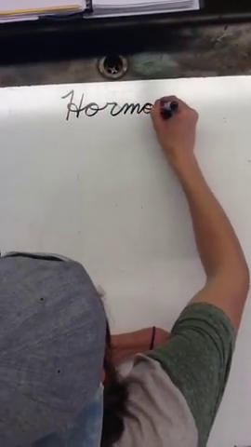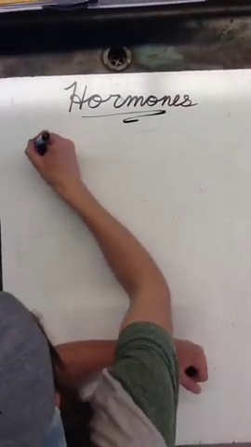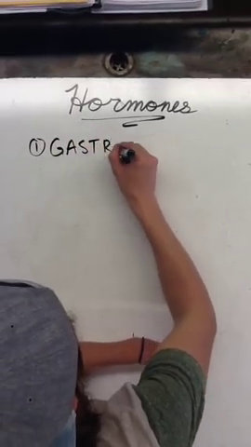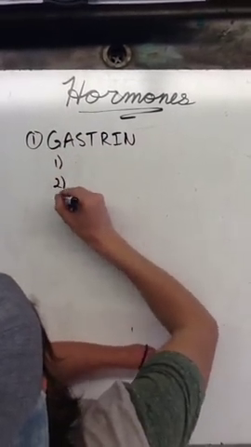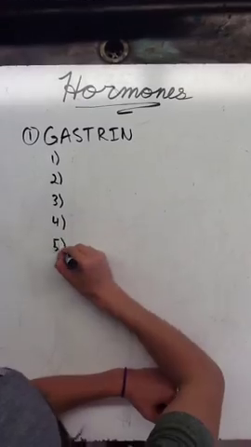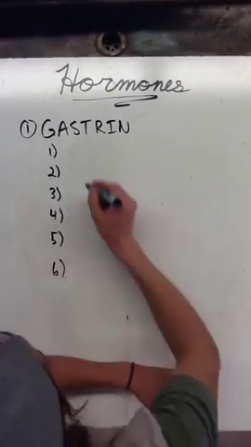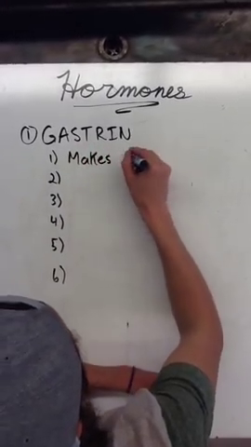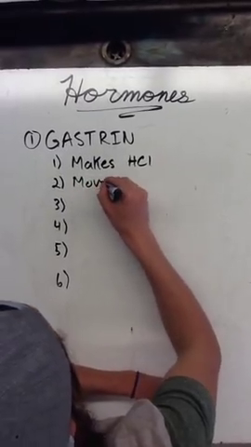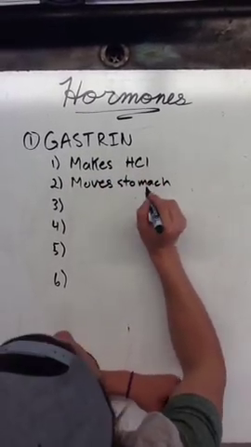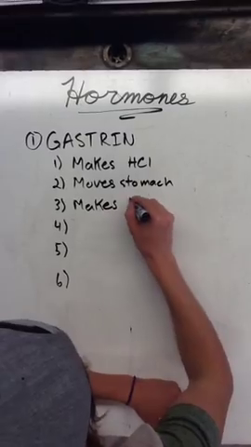Now we will discuss some of the hormones that can be found in Jeb's body that help digestion. The first hormone is gastrin. Gastrin has 6 major functions that help the body to digest food. The first function is that it increases the production of hydrochloric acid in the stomach. The second function is that it increases the movement of the stomach.